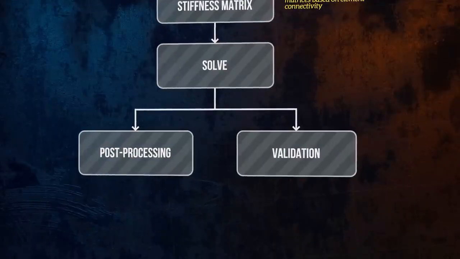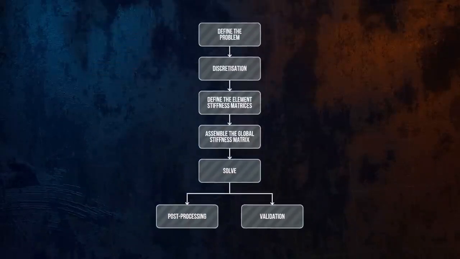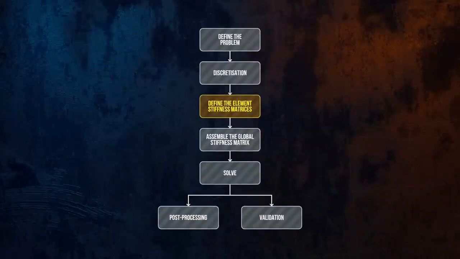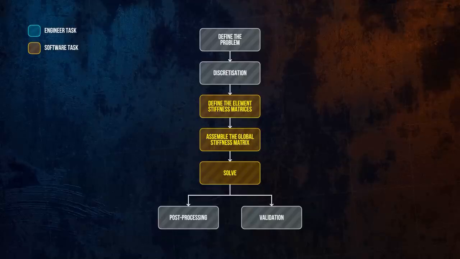A lot of the hard work, like calculating the element stiffness matrices, assembling the global stiffness matrix, and solving the model, is done by the software being used. But the engineer is responsible for making sure that the problem has been properly defined, that the mesh is suitable, and for interpreting and validating the results.